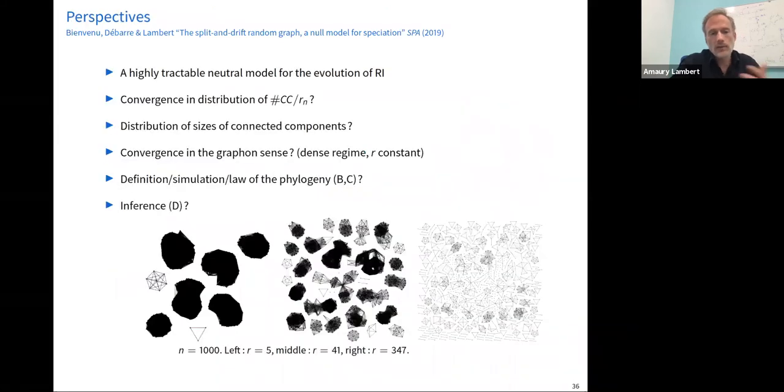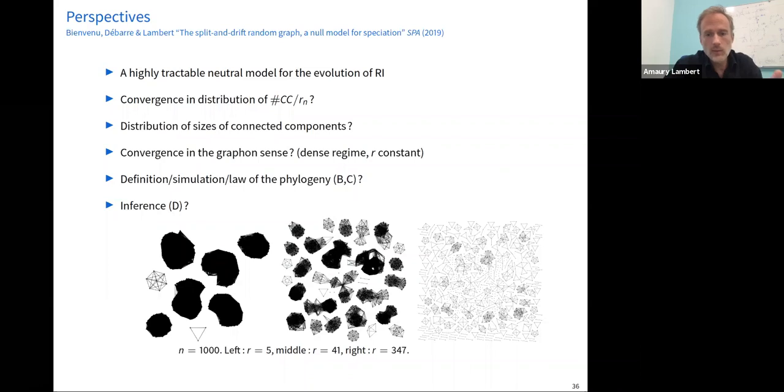And so I think that with this model, we have a quite promising model, which is highly tractable, neutral in the sense that it does not involve selection. For the evolution of reproductive isolation, there are lots of open questions remaining. For example, the convergence in distribution of this number of connected components divided by R, the distribution of all the sizes of connected components, maybe also the convergence in the Graphon sense, in the dense regime when R is constant and the degree of a fixed node is of the order of n.